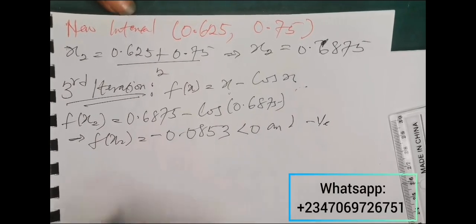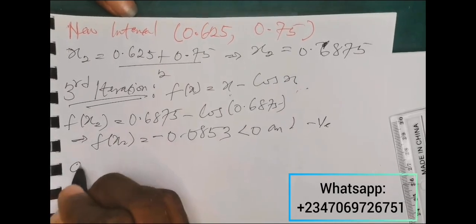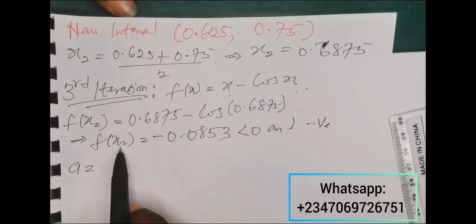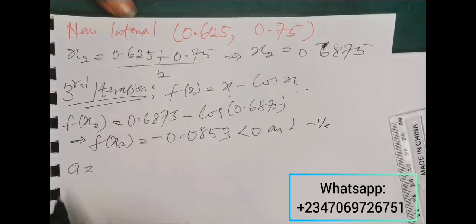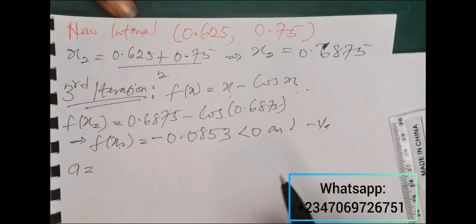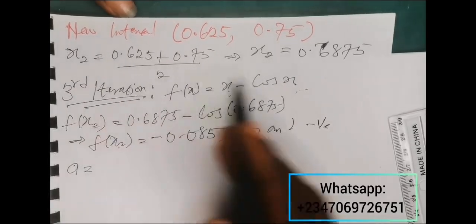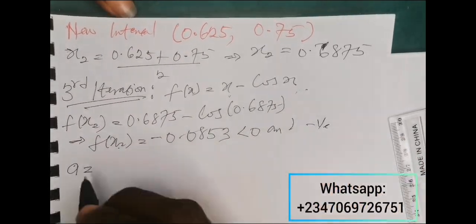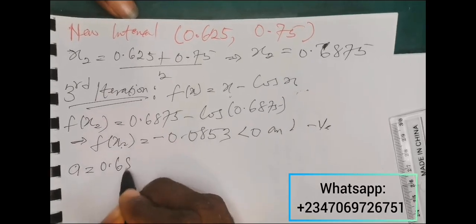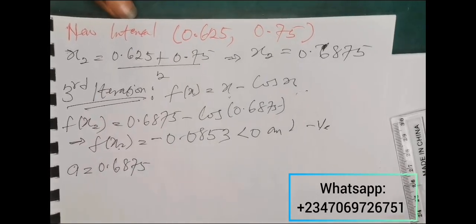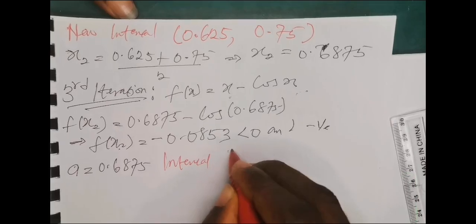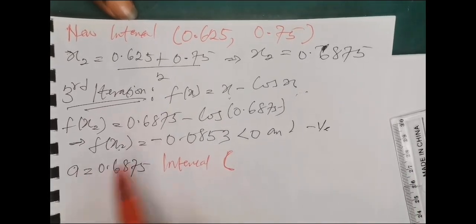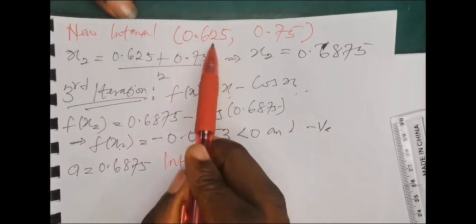Since the value is negative, remember, it means now that a is going to be equal to s2. Since s2 is what caused the function to be negative, then a becomes s2, because a is a value that transforms the function into negative. So a is equal to s2, and s2 is 0.6875, so a becomes 0.6875. So with this now we can form the new interval. Our new interval becomes, so remember, a is now changing, so we replace a from here.